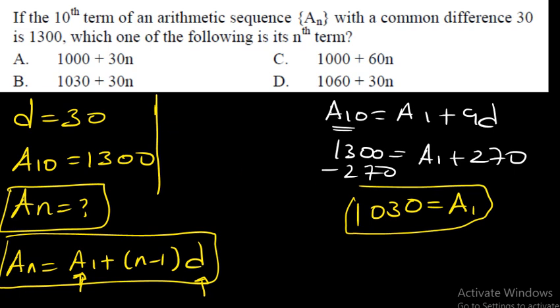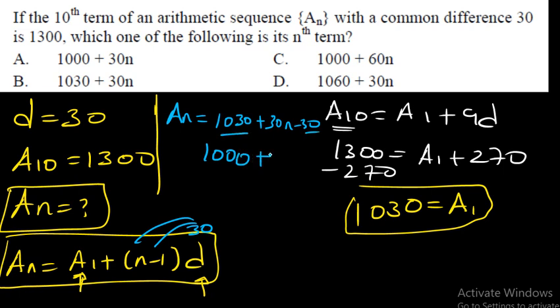So an, let's use another color. An will be, we said A1 is 1030 plus 30 multiplied by each of them, don't forget. 30n minus 30, that means 1000, because 1030 minus 30 will be 1000 plus 30n. So the answer should be B.